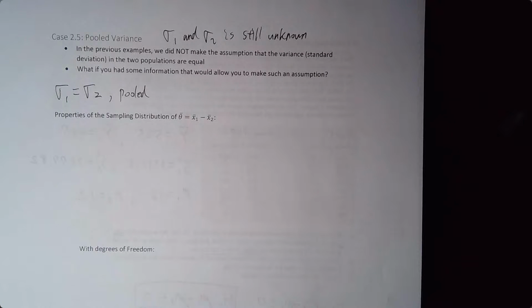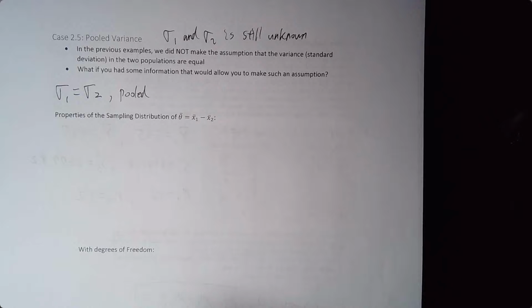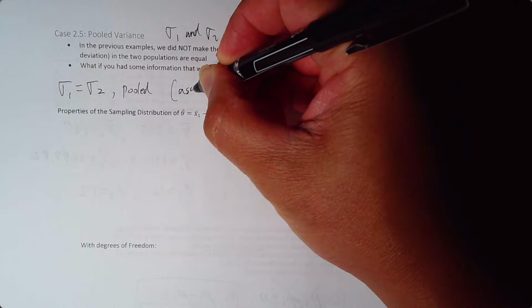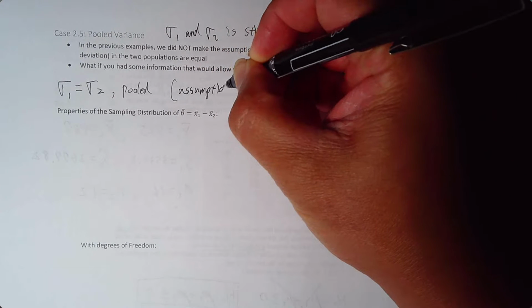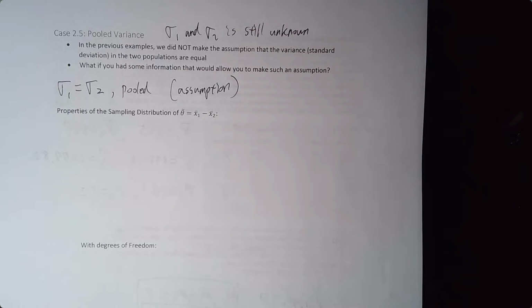So imagine what we're interested in is still comparing the income between New York and LA. But for some reason, we have information that says we believe the variance of the income in these two cities is the same. If that is an assumption that we're allowed to make, then we will use a different formula.